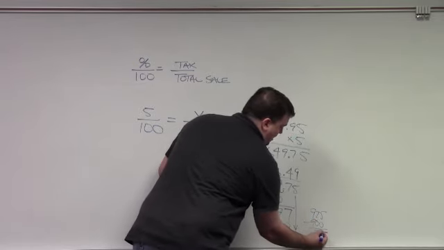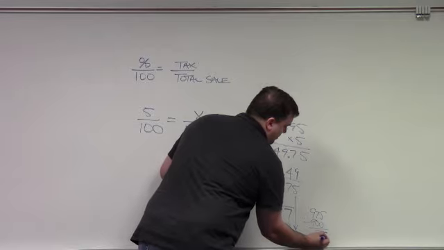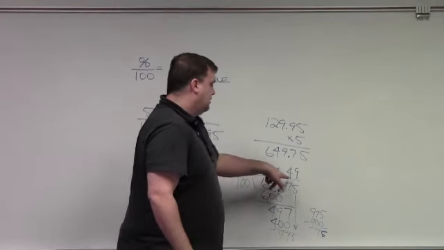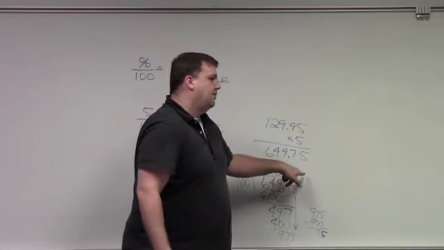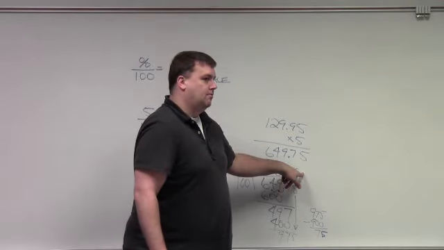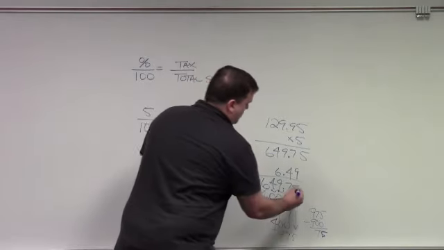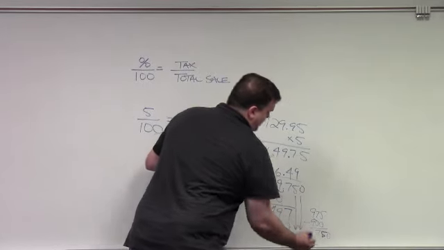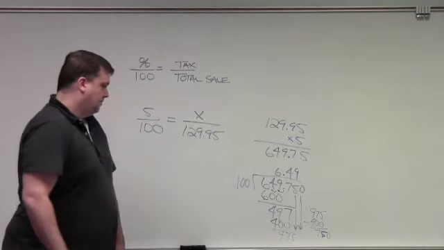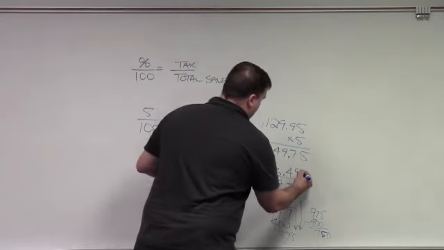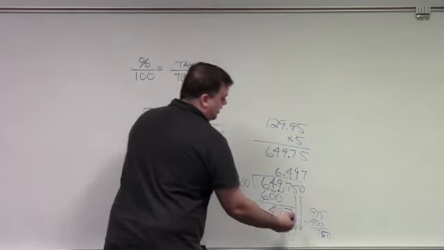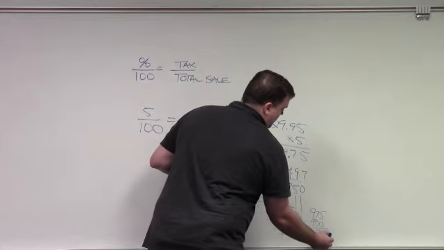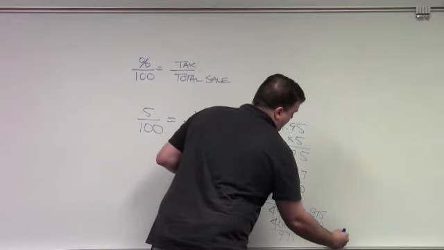Now, we're dealing with a price here, correct? Well, we have dollars and cents, but we really need to know the number right after to see if we need to round that up or not. So drop a 0. How many times can 100 go into 750? 7 times. 7 times 100 is 700, and we're left over with 50.